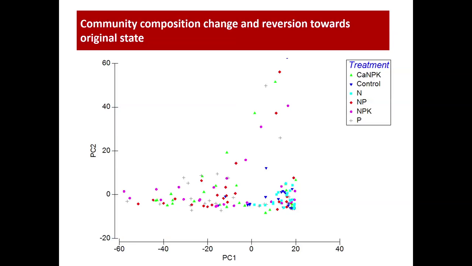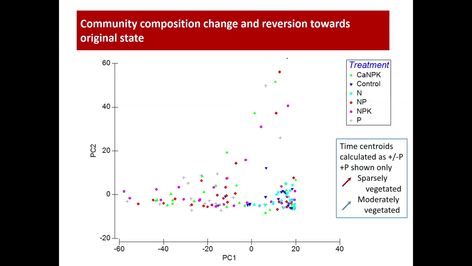Okay, so to unpick some of the patterns within the community composition, I've got a principal components analysis, which shows that the light blue and dark blue are the nitrogen and control treatments, and they're generally clustering in this bottom corner. And then anything with phosphorus in is showing a much greater amount of variation. So these are the plots for all years.